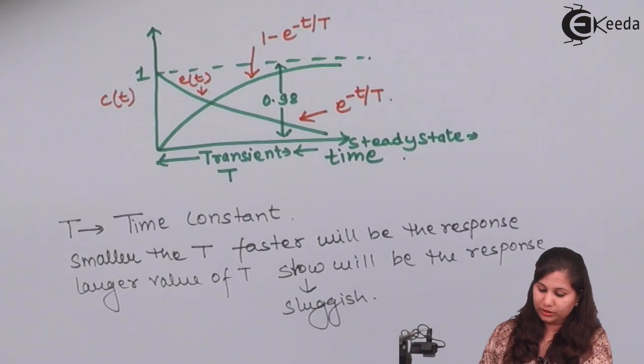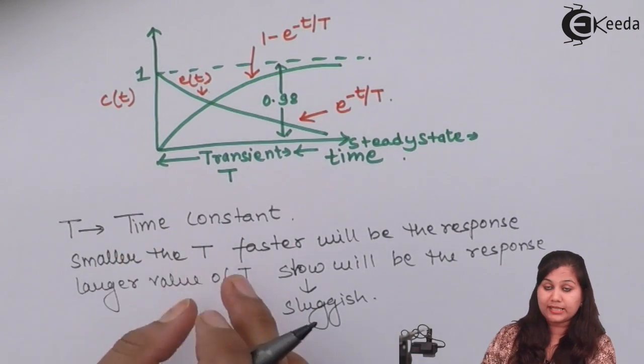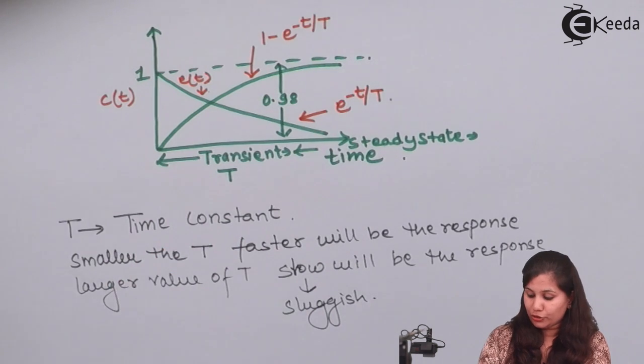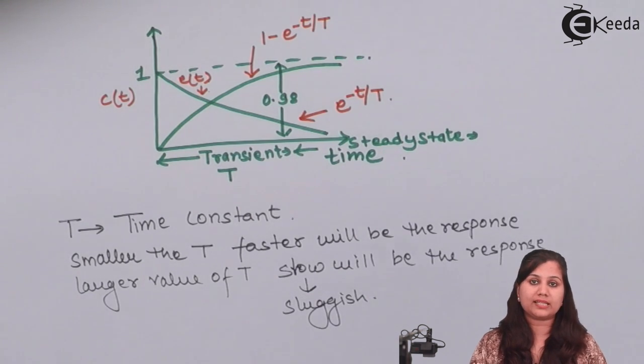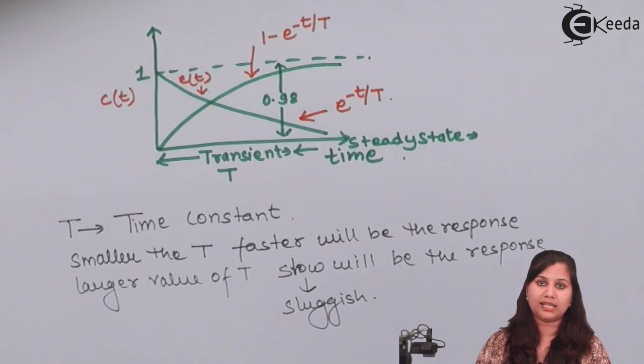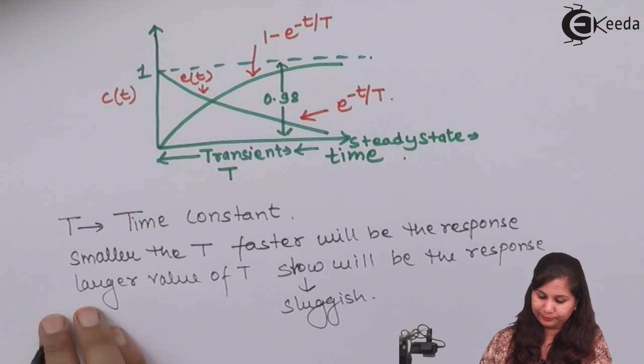So this time constant shows how quickly the system responds, how fast the response of the system is, and how quickly the system is reaching its steady state value. Okay.